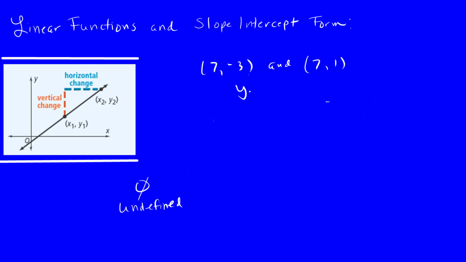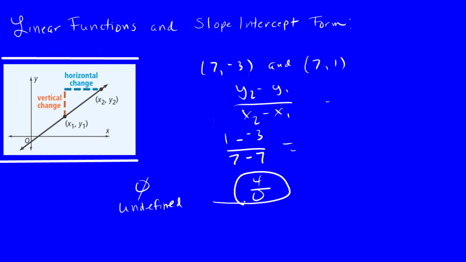All right, y sub 2 minus y sub 1 over x sub 2 minus x sub 1. Okay, we've got 1 minus negative 3 over 7 minus 7 equals 0. And then 1 plus 3 is 4. So we can't have that. We don't do division by 0. Division by 0 is undefined.